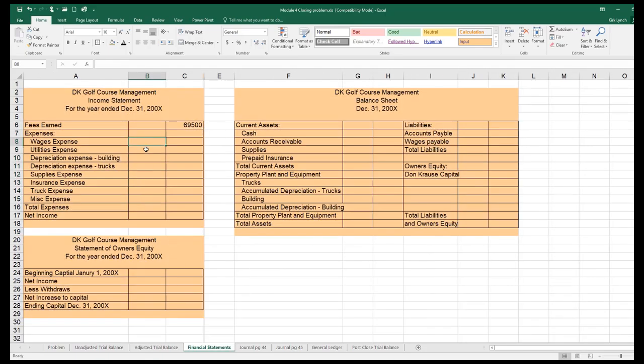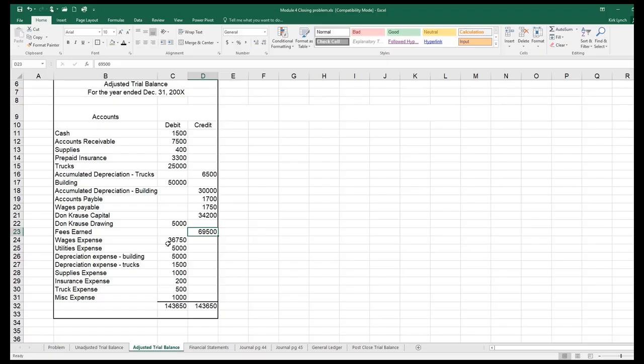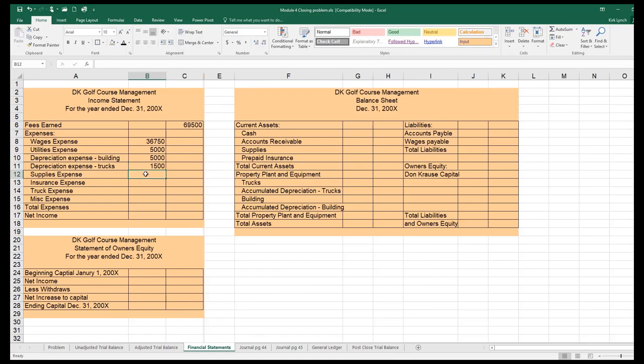So 36,750 and 5,000, and the depreciation on our building was 5,000, and it was 1,500 here. These are just from memory now. Let's go back and check them. 5,000 and 1,500. Supplies is 1,000, and that's 200. And 200. And our truck expense, I believe, was 500, and our miscellaneous was 1,000. And again, I get those numbers from my adjusted trial balance.